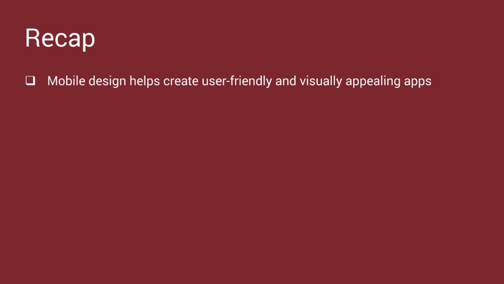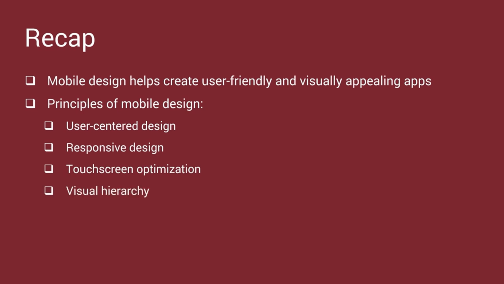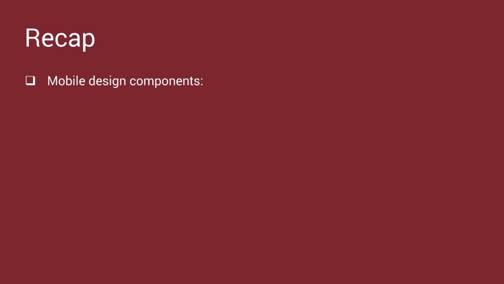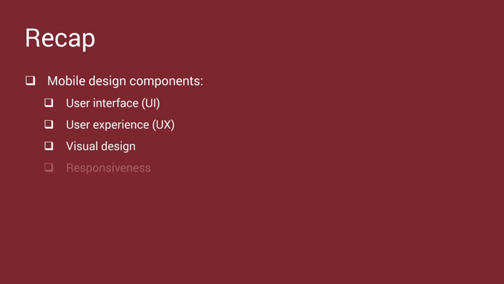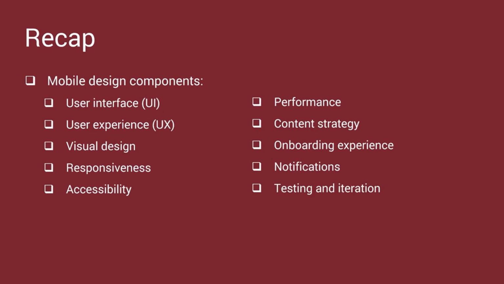Let's recap. In this video, you learned that mobile design helps you create user-friendly and visually appealing applications on smartphones and tablets. The principles of mobile design include user-centered design, responsive design, touchscreen optimization, and visual hierarchy. Mobile design components help you apply mobile design principles. These include the user interface, user experience, visual design, responsiveness, accessibility, performance, content strategy, onboarding experience, notifications, and testing and iteration.